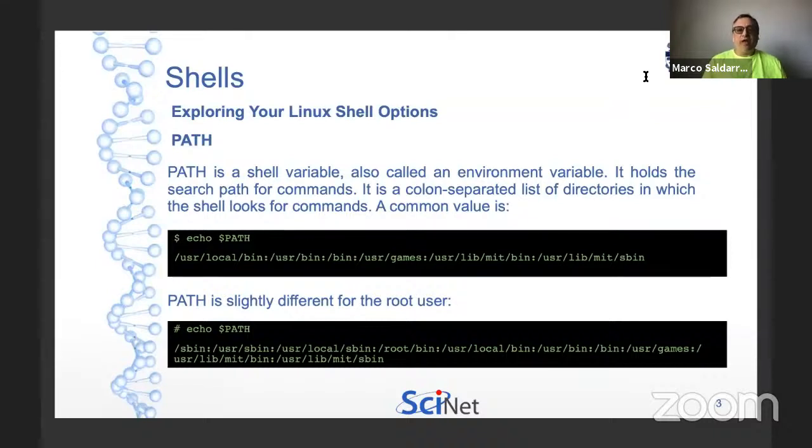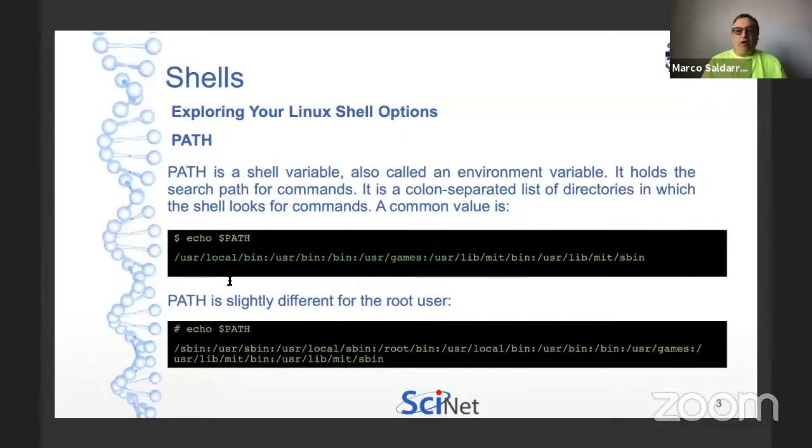PATH is a shell variable. It's also called an environment variable. It holds the search path for commands. So it's a colon separated list of directories in which the shell looks for commands. A common value for PATH is, for example, the one that is here in the example.